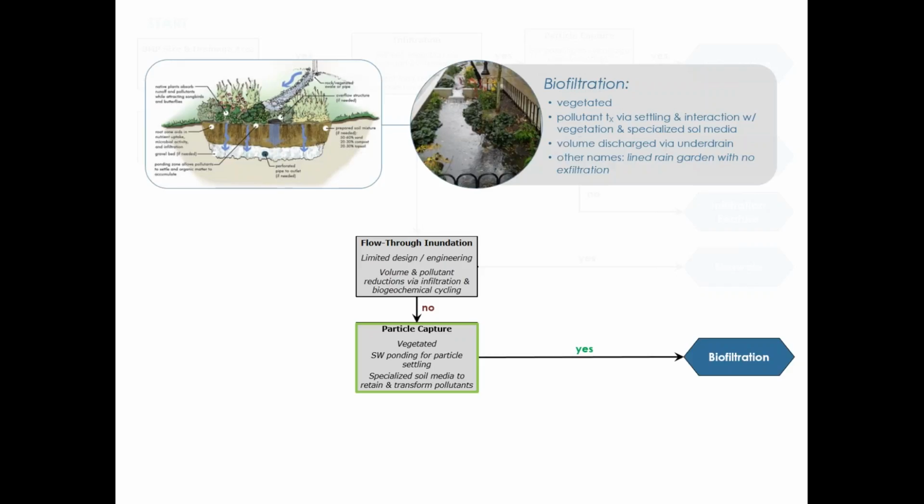Biofiltration BMPs are vegetated areas where stormwater is filtered through a specialized soil media and discharged via an underdrain. They may or may not be lined, but little to no exfiltration to the unsaturated zone occurs.